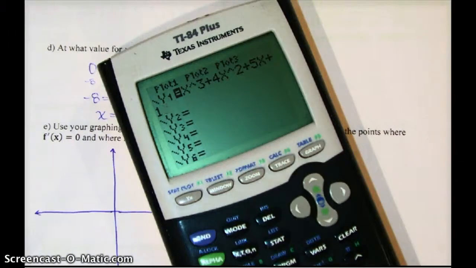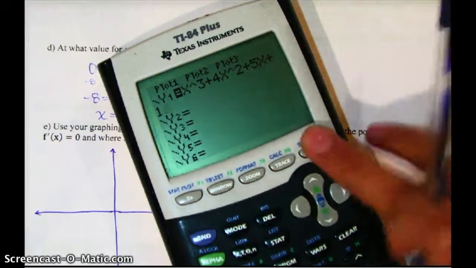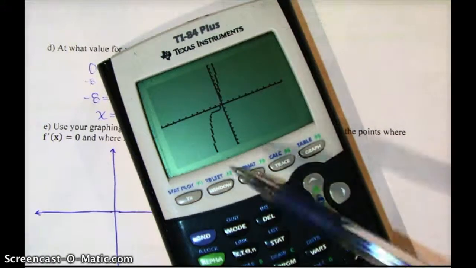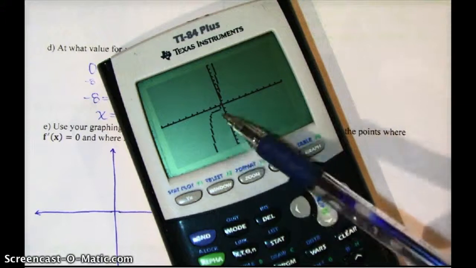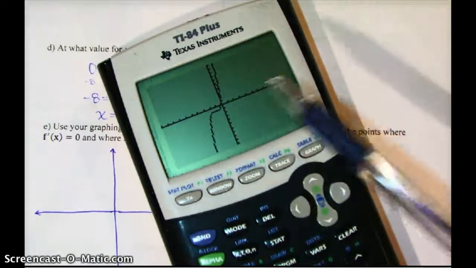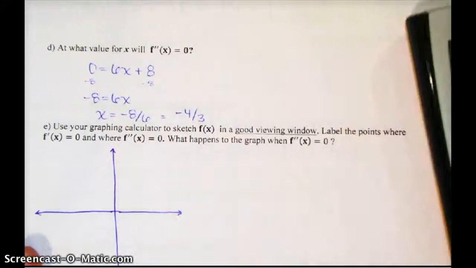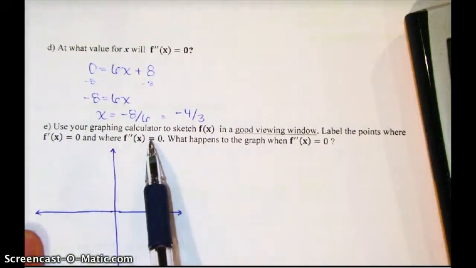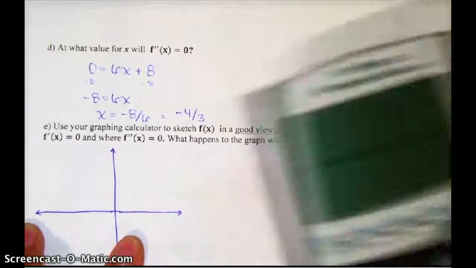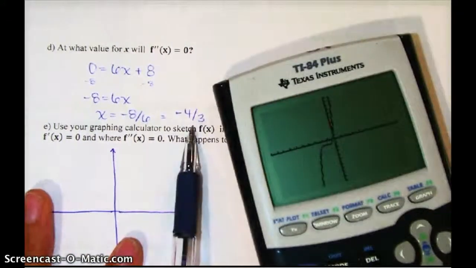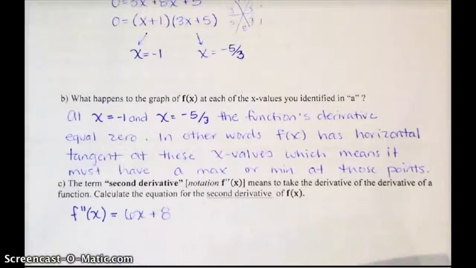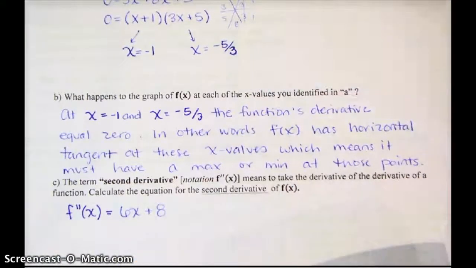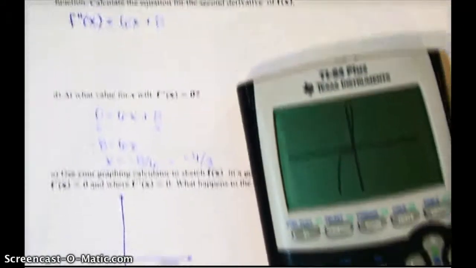I just typed in the original function, and I'm going to hit graph. And what you see is the original window is maybe not the best window. It's kind of visible. You can see the telltale cubic shape. But if I want to be able to mark the points where f prime and f double prime equaled 0, I want to make sure that my graph really clearly shows me -1 1/3 and -1 and -1 2/3. And since those are all pretty close together, it would be helpful to zoom in.